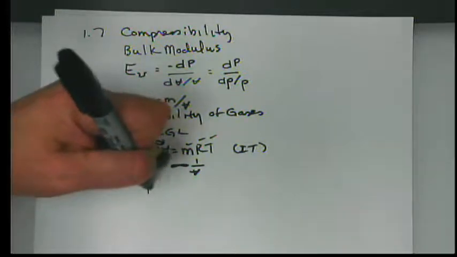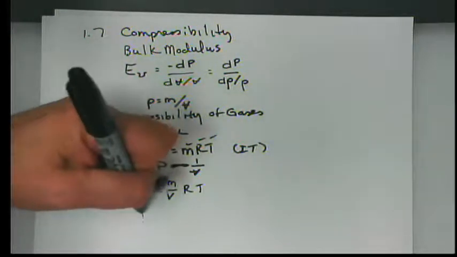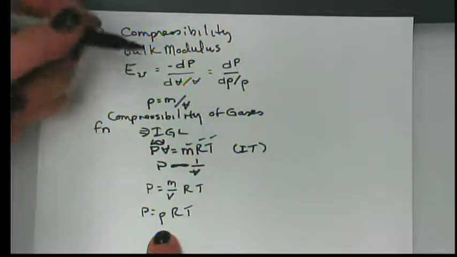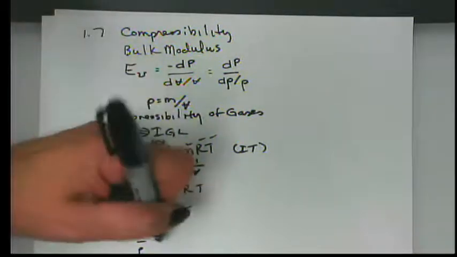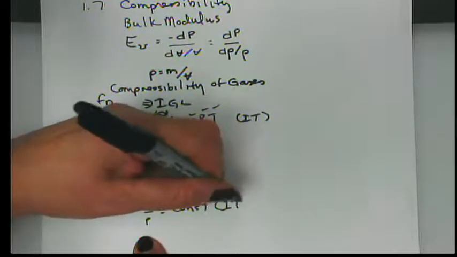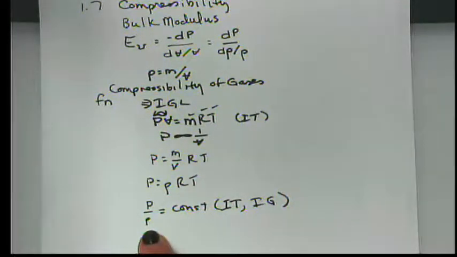If we write P is equal to m over V times RT, or P is equal to rho RT, we can see that for that same isothermal process, P over rho is also going to be a constant for an ideal gas isothermal process. And that's one type of a proportionality. Now, there are other types of processes as well that your authors talk about.